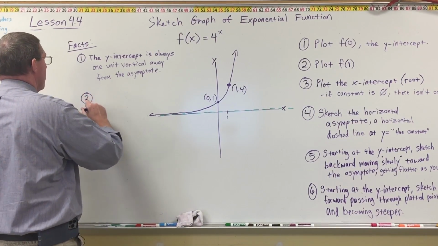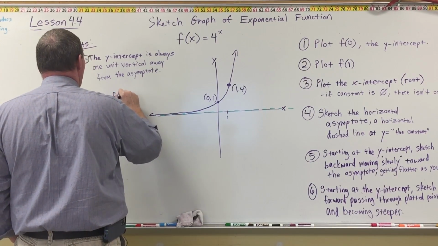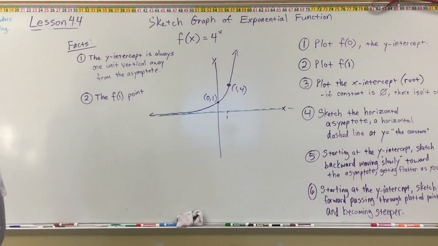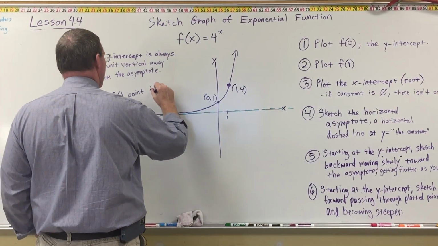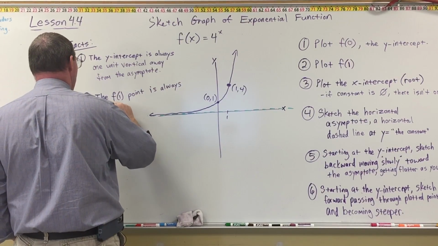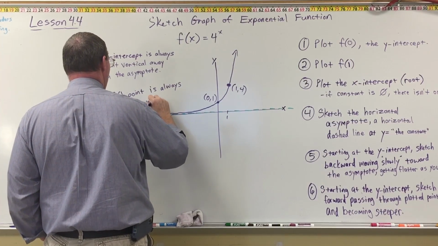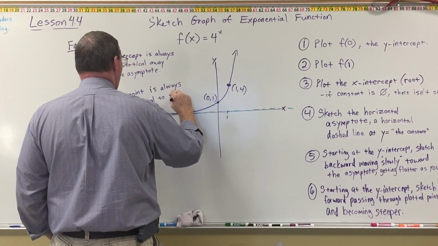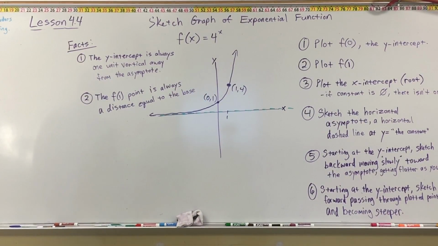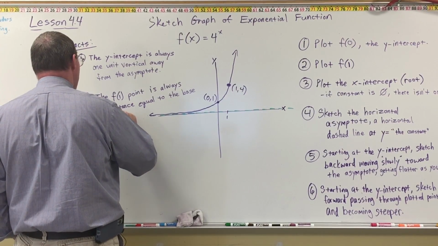The second fact is this: the f of 1 point is always a distance equal to the base, the exponential base. The f of 1 point is always a distance equal to the base from the asymptote.